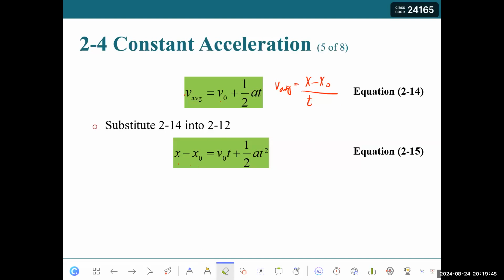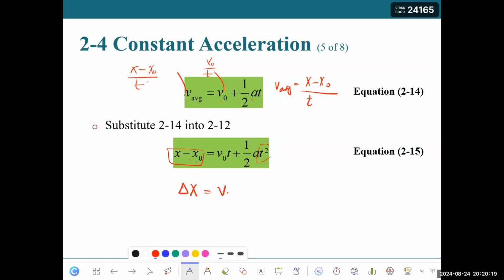And we substitute here. We're going to get rid of this by x minus x naught over time. We're going to take the reciprocal and multiply, so x naught over x is left over here, and we multiply by this t, so it's going to be t squared. So you can also call it x minus x naught, or delta x, equals v naught t plus half at squared.